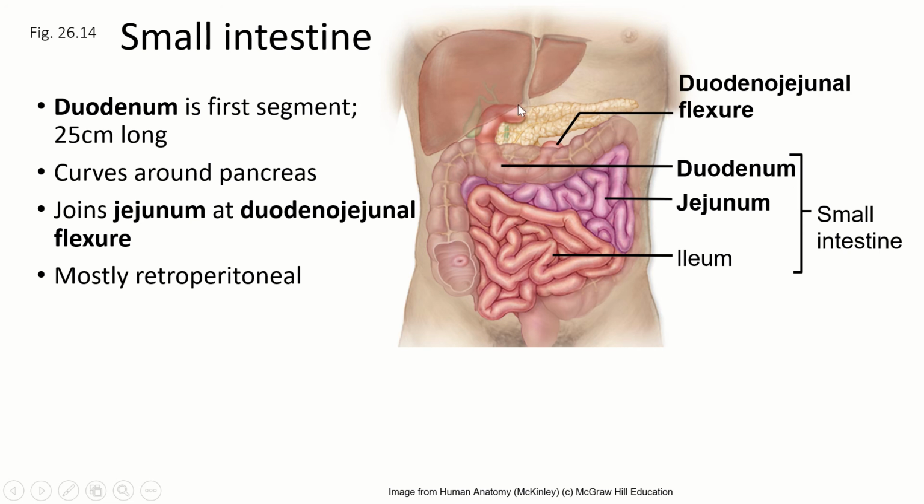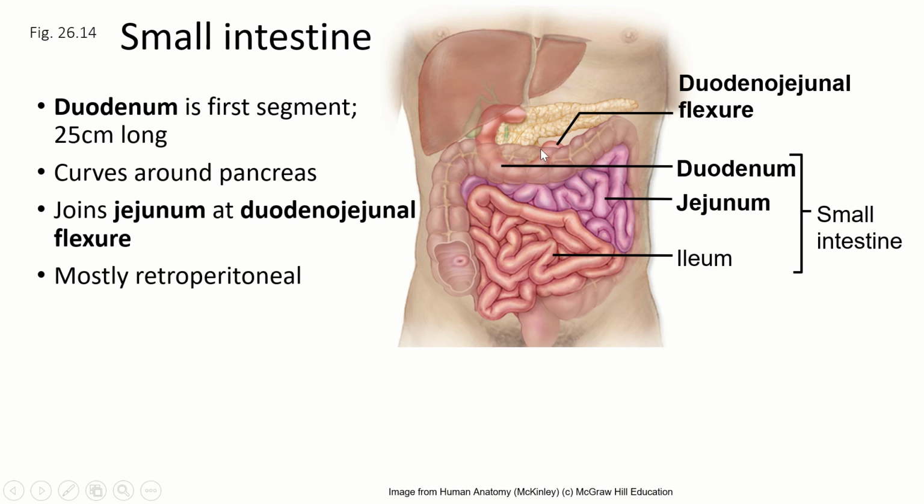The first segment is called the duodenum. I really wanted to call it the duodenum. Apparently most people say duodenum. You go ahead, you do you. The duodenum is a really short little section. It just curves around the end of the pancreas. Most of it is actually retroperitoneal, oddly enough.